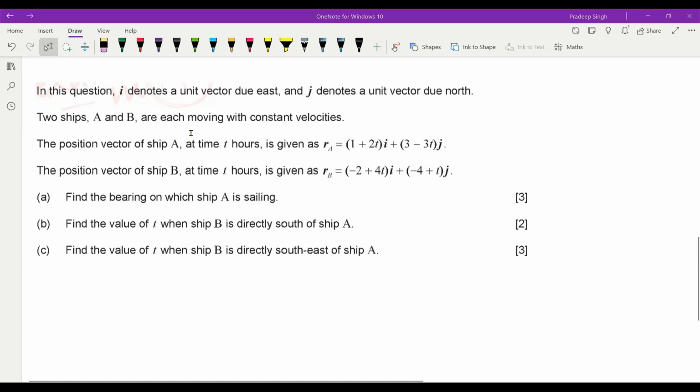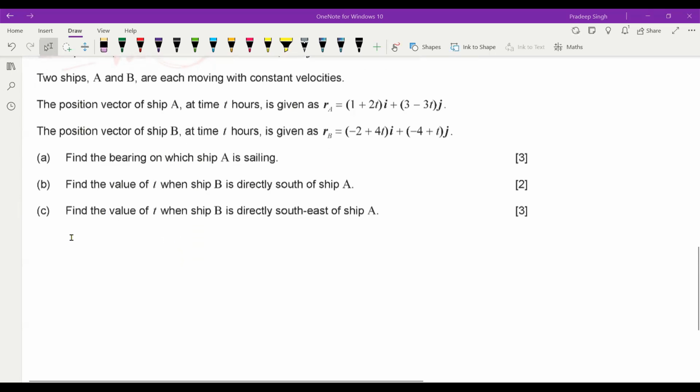In this question, the position vectors of two ships A and B after time t hours are given. In part A, we have to find the bearing on which ship A is sailing. So let's revise the concept.